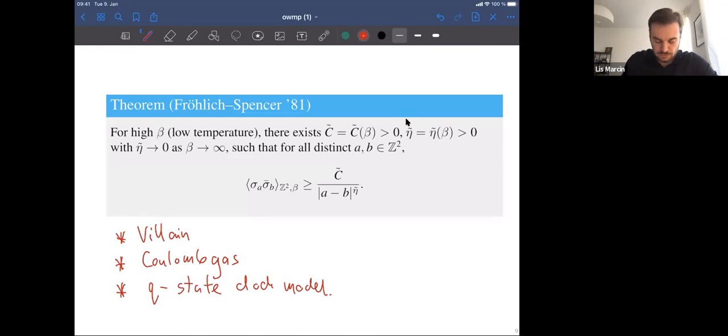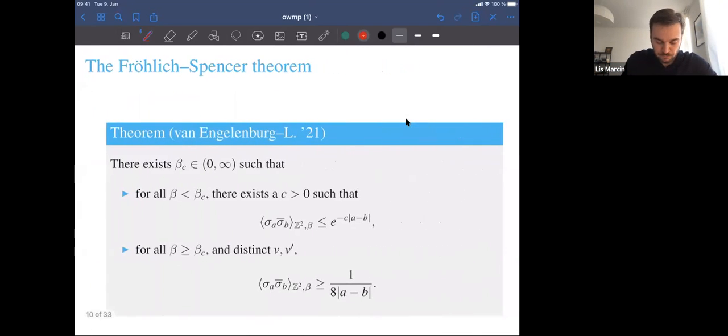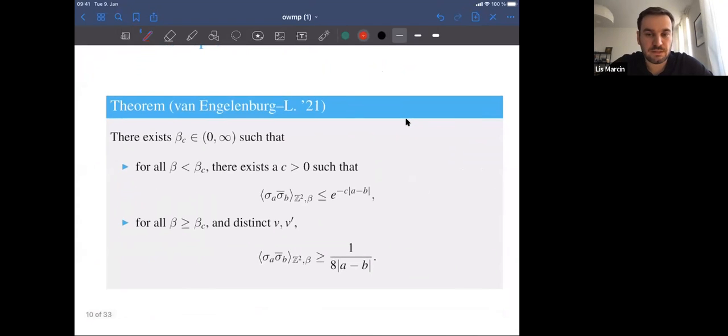Our proof is only about the XY model. What we can prove is basically the same result, with two differences. The first difference is that at low temperatures, we have a polynomial lower bound, but it doesn't improve with the temperature going to 0. The exponent is always equal to 1 with an explicit constant. And the other difference is that we actually pinpoint a single inverse temperature at which the transition occurs. So this is a type of sharpness of the result.